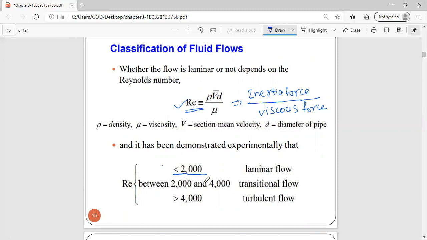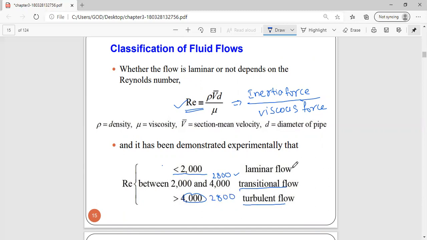Between 2000 to 2800 or 4000, some books write 2800 and 4000, both are in practice. Most of the standard books write 2800. Then we call it transition flow. If it is above 2800, then we call it turbulent flow.